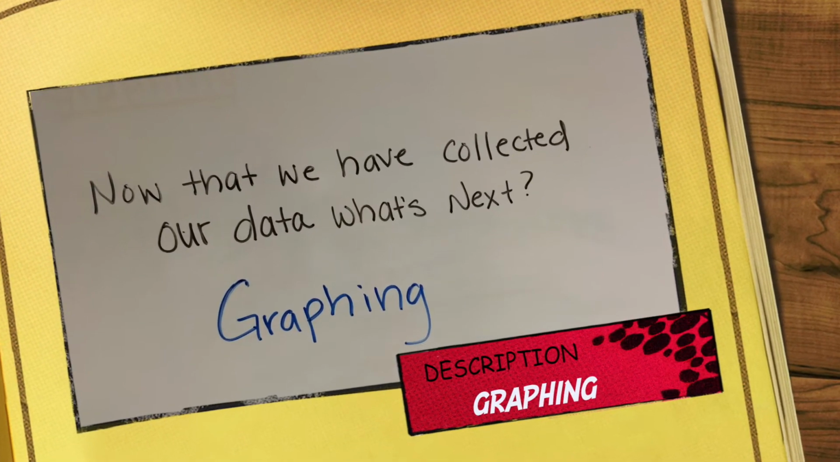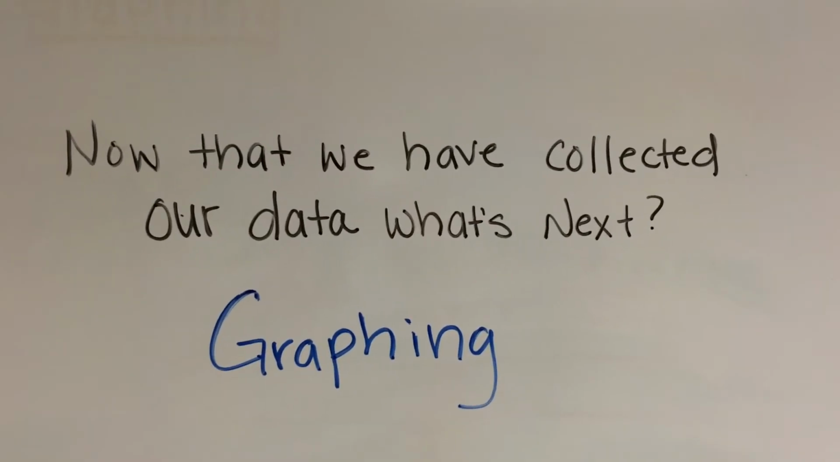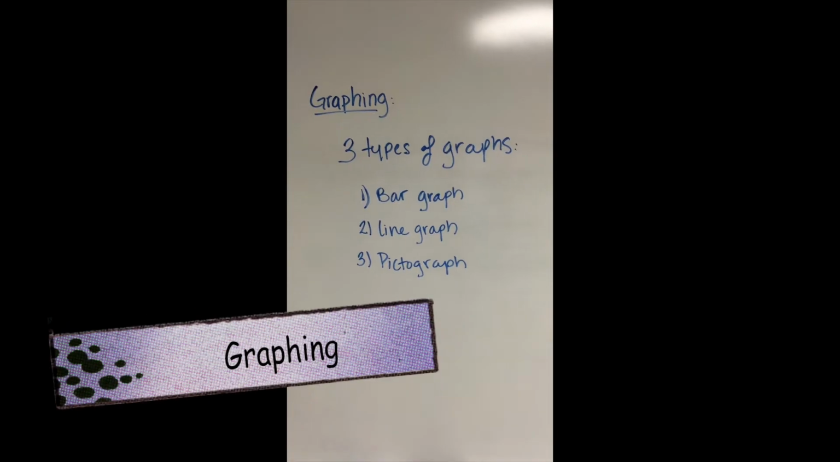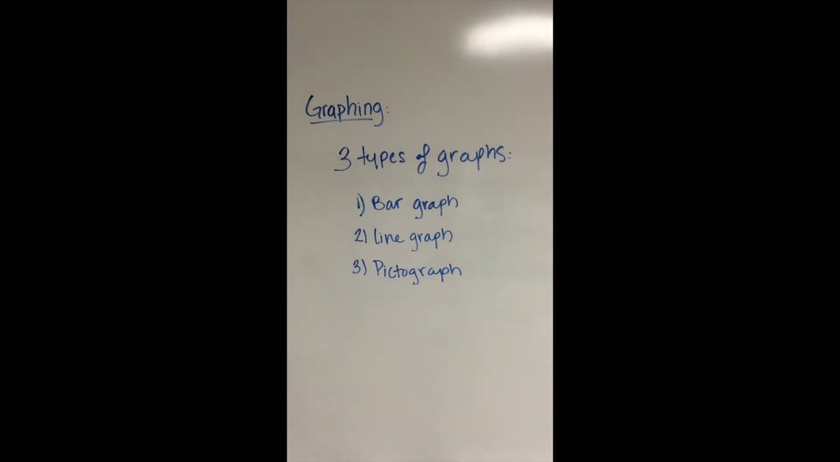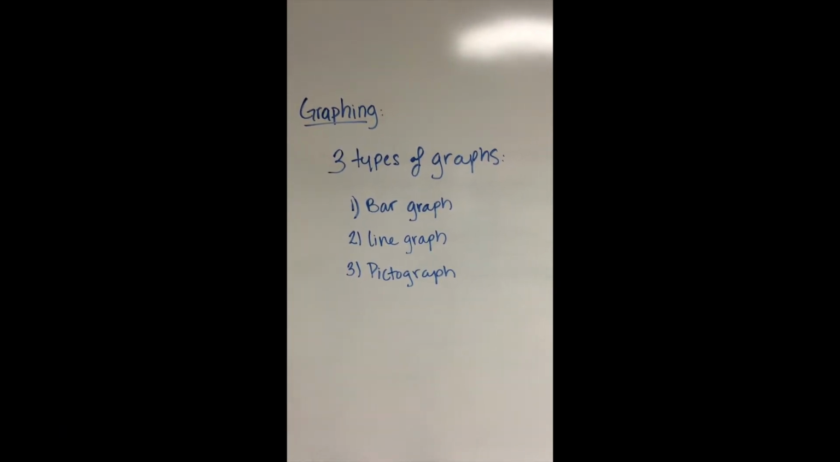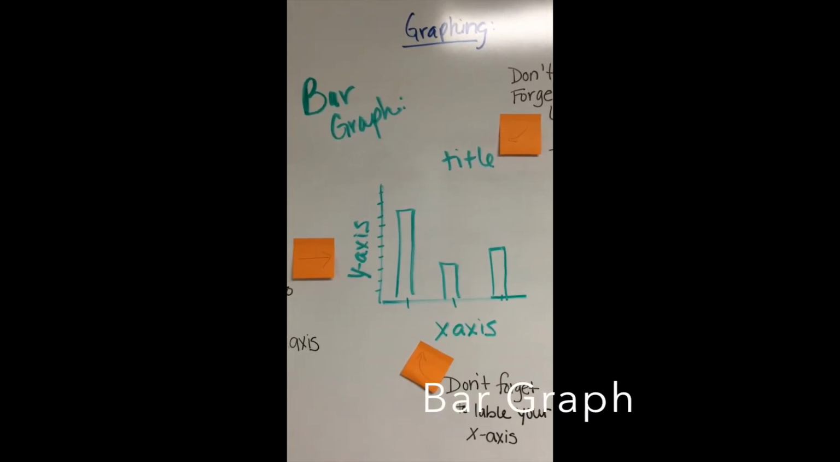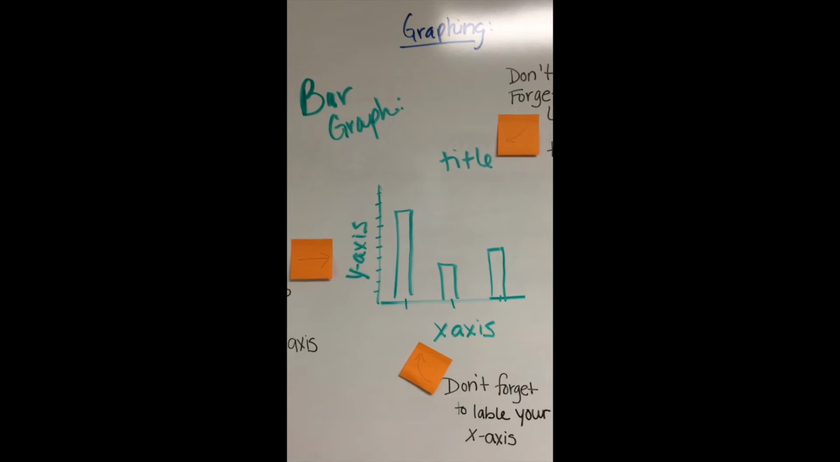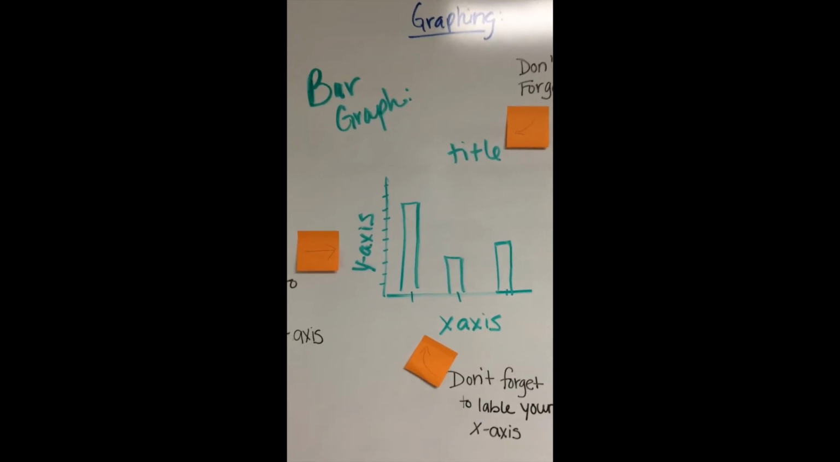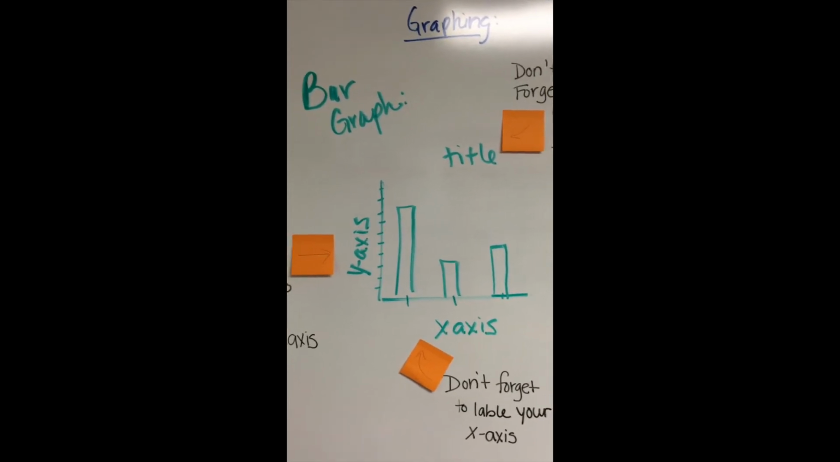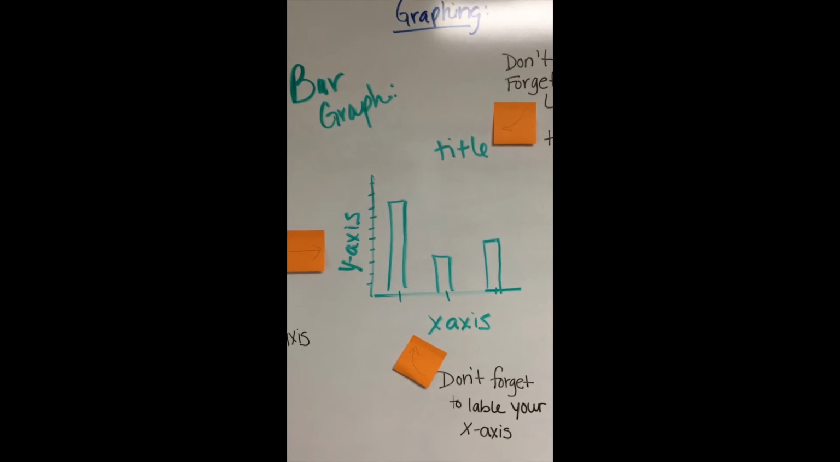Next, we are going to explore how to take the data that we've collected and turn it into a graph. With graphing, there are 3 types of graphs we're going to be looking at. First one's a bar graph, the second one's a line graph, and the third one's a pictograph. For the first graph that we're going to look at, we're going to look at a bar graph. This is what a rough sketch of a bar graph looks like. When you do your own work though, make sure you're extremely accurate.